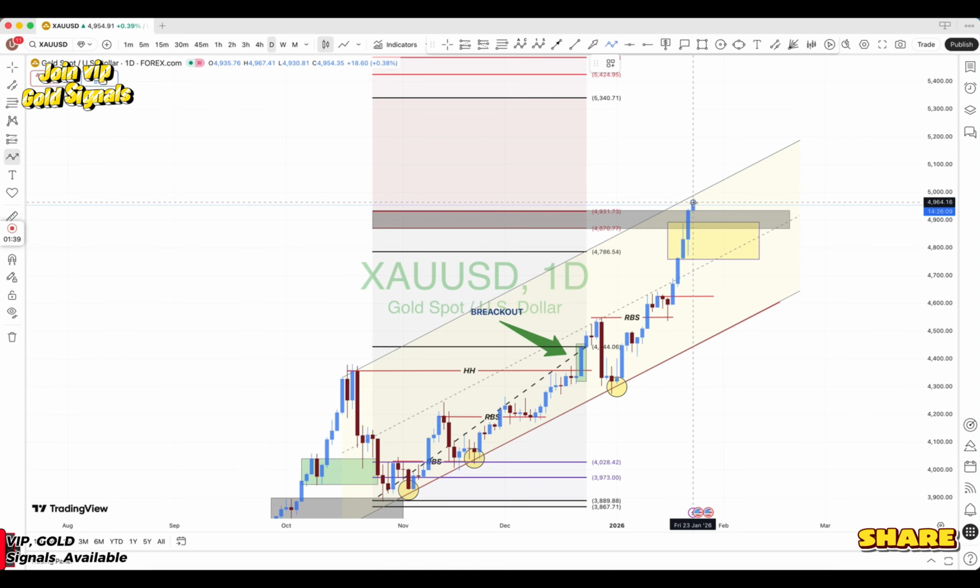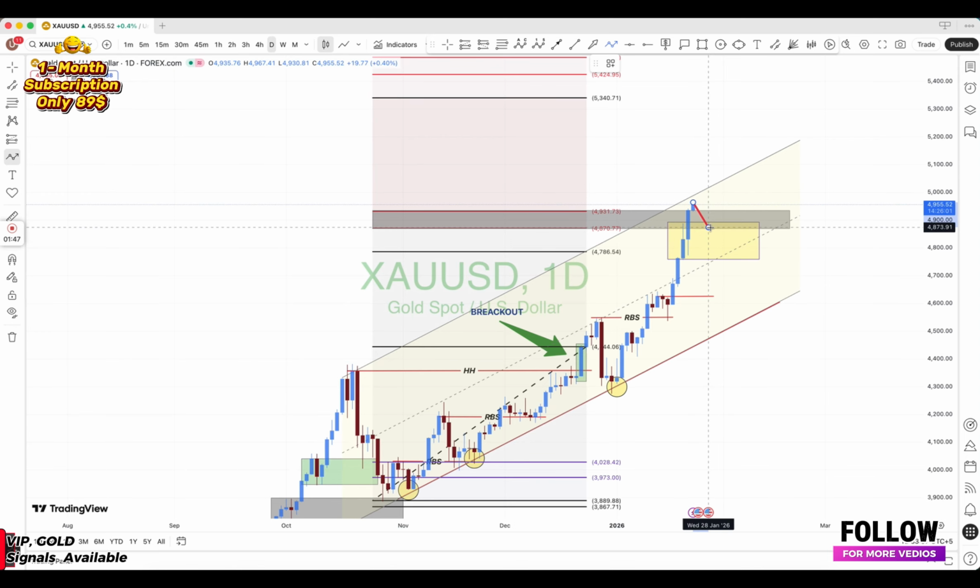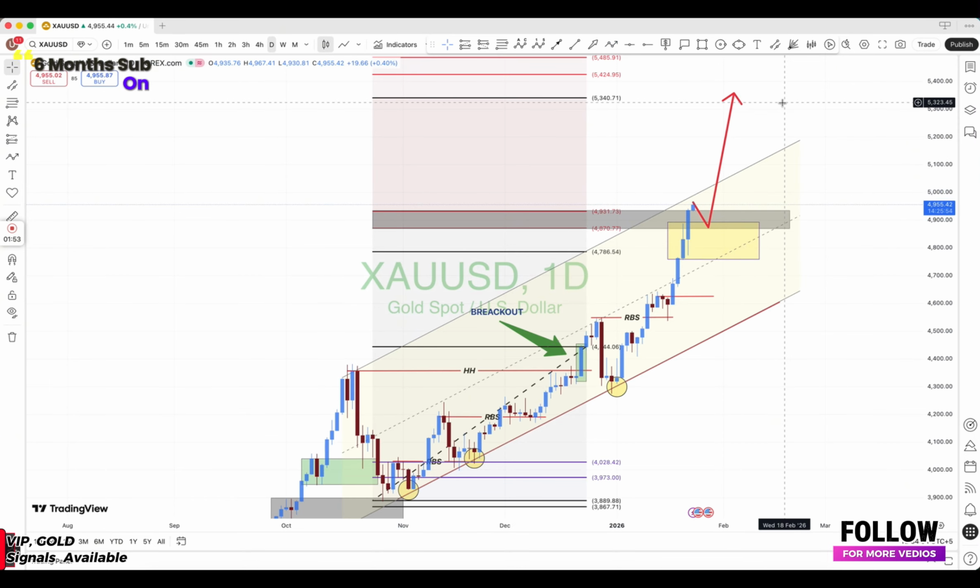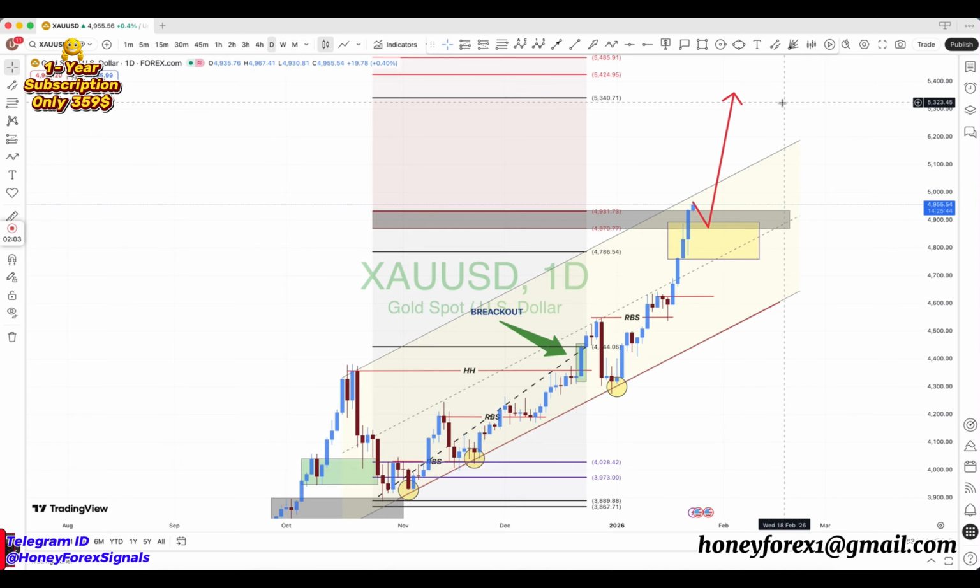So now we check the small chart and look at which place we have a demand area, and we think about buying from demand. Our next target will be 5,340 because the market has so much bullish pressure. And the market broke out of the 161 reversal zone of Fibonacci. So now our next target is the 4,661 reversal zone of Fibonacci.